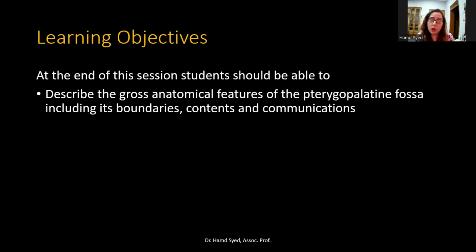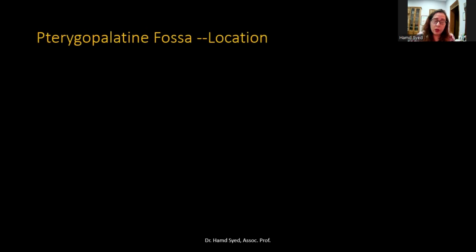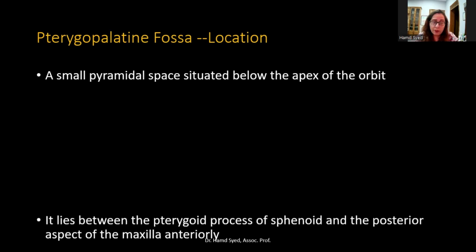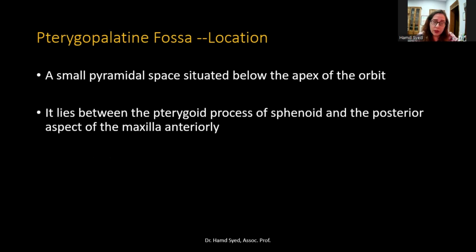So these are our learning objectives for today. Let's start with this topic. What is the location of the pterygopalatine fossa? This is actually a small pyramidal space which is situated below the apex of the orbit, and it is lying between the pterygoid process of the sphenoid and the posterior aspect of the maxilla anteriorly. So that's the location of the pterygopalatine fossa.